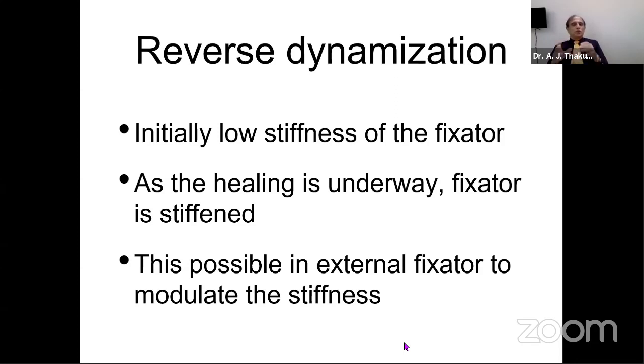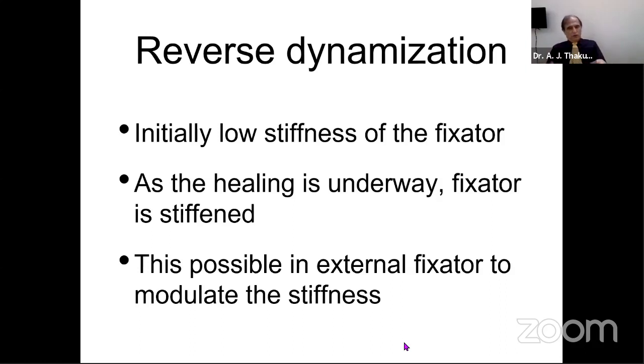Reverse dynamization is a new concept. Here, when there is some callus formation, we loosen it. Scientists have said that if you keep the fixator loose in the initial 3 to 4 weeks and then tighten it after 4 weeks, then there is more callus formation. Their argument is that in the initial stage, the limb requires more movement, so that the mechanical stimulus to produce callus starts the entire machinery rolling in the first 2 to 4 weeks. The hematoma formation and the soft callus formation is expedited because of the movements.